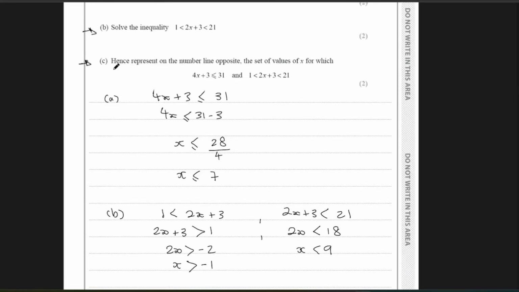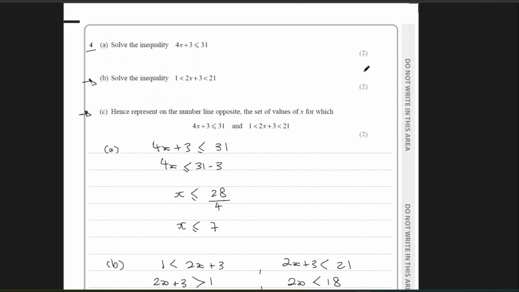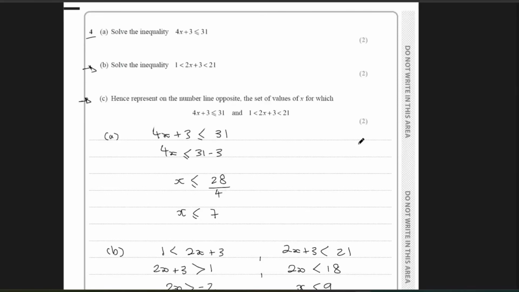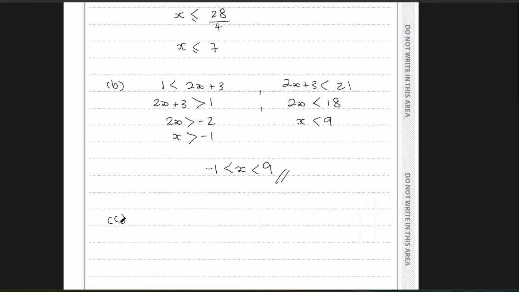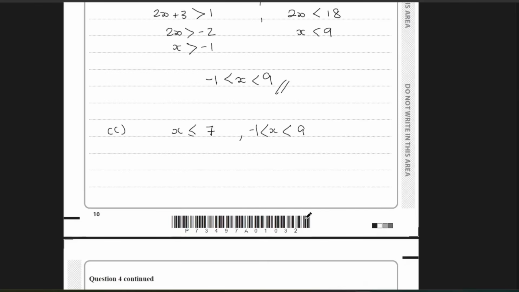Question C, hence, represent on the number line opposite the set of values of x for which 4x plus 3 is less than or equal to 31, which is the inequality in A, and the next one is the inequality in B. So we've already found the solutions for the top two inequalities. We need to find the solutions that work for both the inequalities. So question C would be x has to be less than or equal to 7, and x should be between minus 1 and 9. So it needs to satisfy both the inequalities.